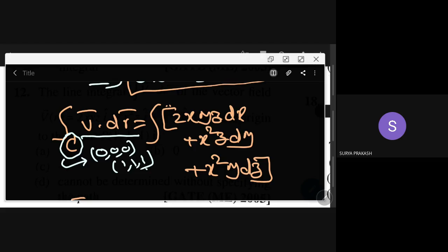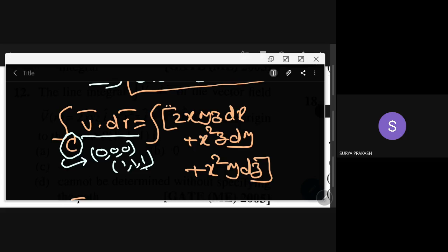A double integral means it should be a closed curve, and this is not a closed curve. So there is no option for us to reduce this into a double integral. The only option is to reduce this line integral into a single integral. Single integral means the integrand should involve only one variable. It is up to you: you can choose only in terms of x, or in terms of y, or in terms of z.